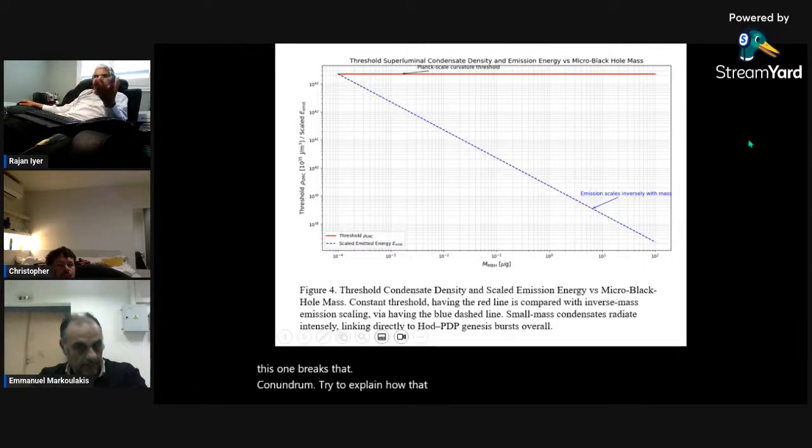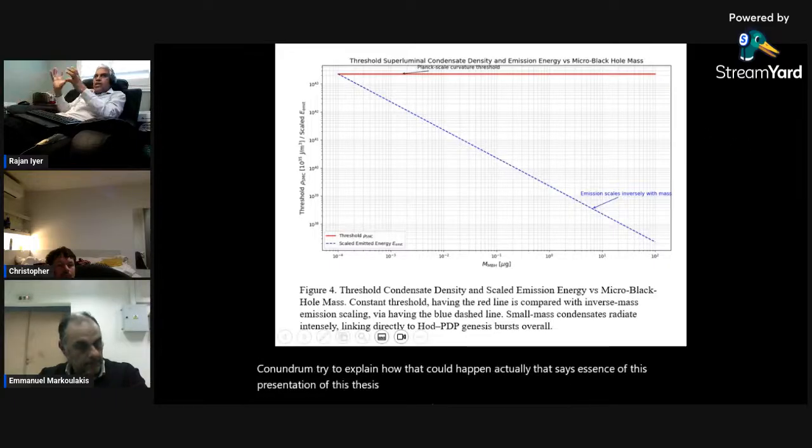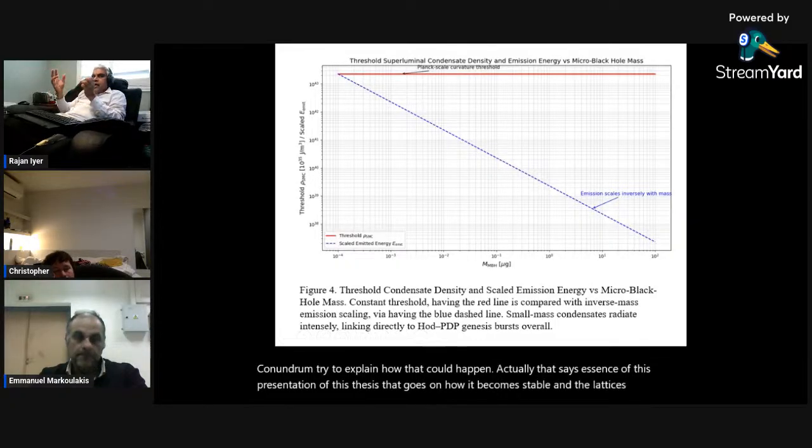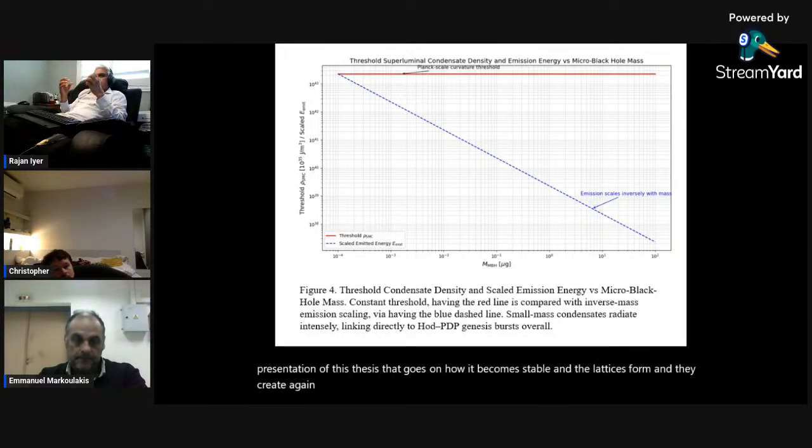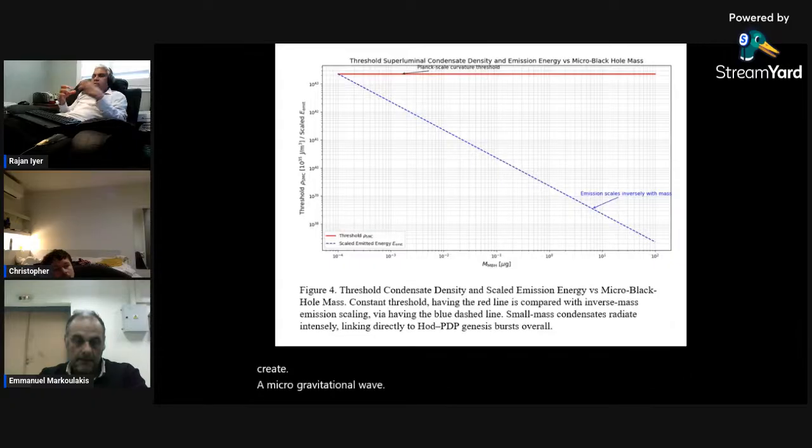Actually, that's the essence of this thesis, how it becomes stable and the lattices form and they create again. In that other one, I explained how these hadrons will collide with each other and create a micro gravitational wave, a micro gravitational field, and eventually they will add up to produce the gravitational field.